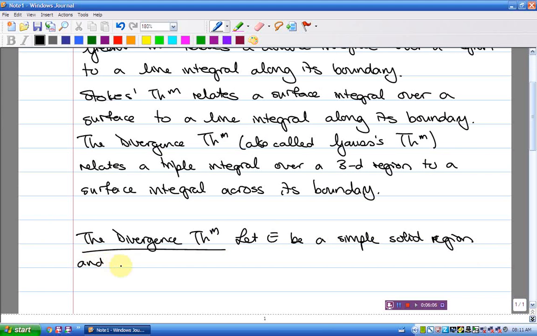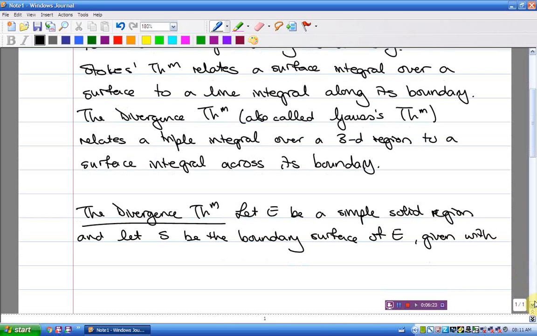And let S be the boundary surface of E given with positive orientation. Now, E is some sort of lump, and S is the entire surface of it. And positive orientation for a closed surface, which S surely is, is outward. So given with positive, which for a closed surface means outward, orientation.